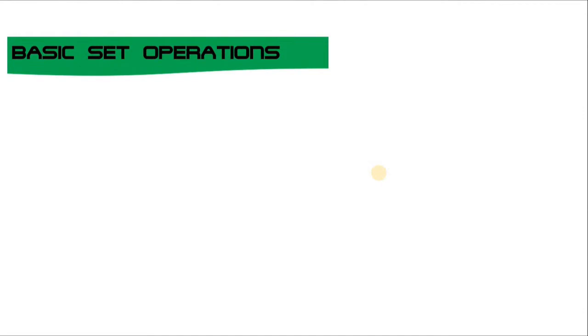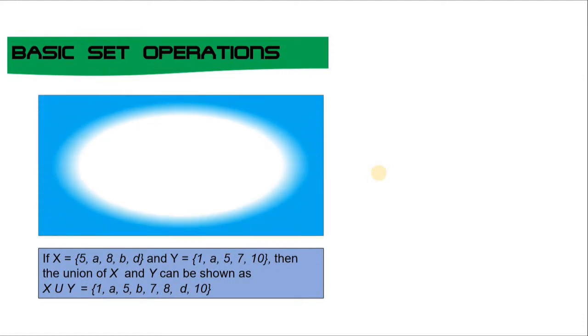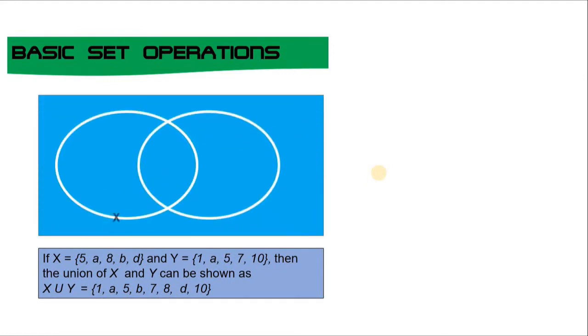So, there are basic set operations that we're going to discuss in this video. So, example, we have set X and set Y. Here, X is 5, A, B, D, and Y is 1, A, 5, 7, 10, then the union of X and Y can be shown as X union Y. This is a symbol. X union Y equals 1, A, 5, 7, 8, D, 10. So, ano yung na-observe nyo? We can observe here that we combine all the elements of X and Y.